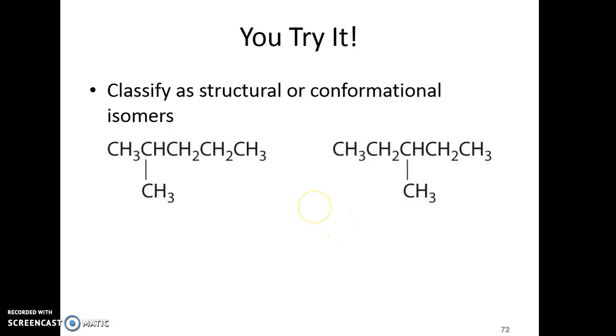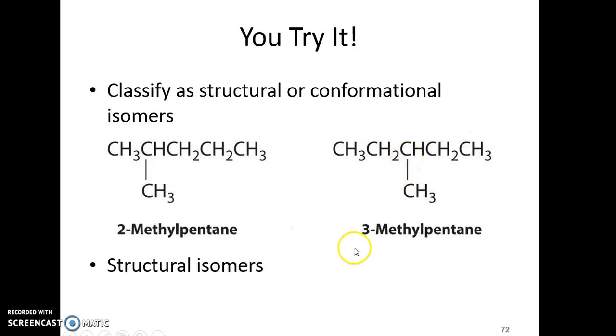So now I want you to try this. Can you classify these as either structural or conformational isomers? Well, if I look at this, you can see that these all have 5 carbons and 12 hydrogens. This is 5 carbons, 12 hydrogens. Now let me name it. Okay, this is going to be pentane, and the methyl is on the 2, so it's 2-methylpentane. This is pentane, but the methyl is on the 3. They have different names, so they're structural isomers.